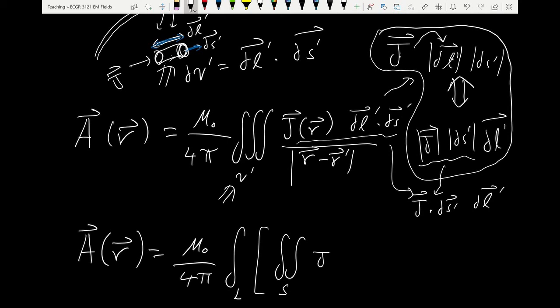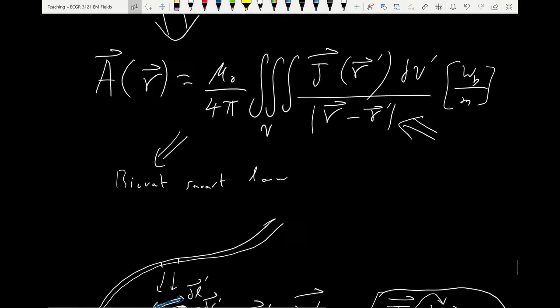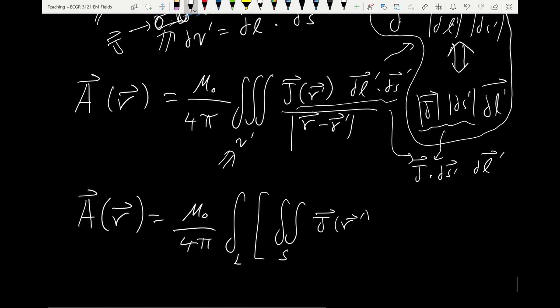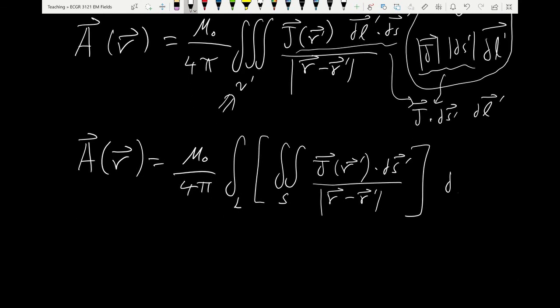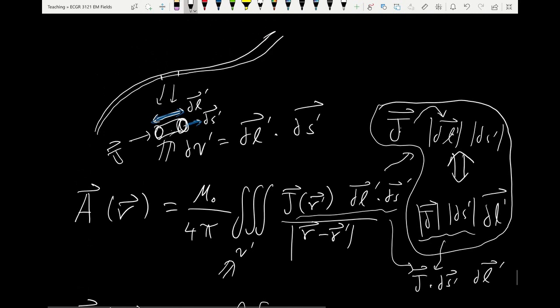So that will be J of r prime. Remember, r prime here. I put r prime, yeah. We said I can equivalently express this as dS prime over the magnitude of r minus r prime, dl prime. Okay, now I am integrating over this tiny surface, right?